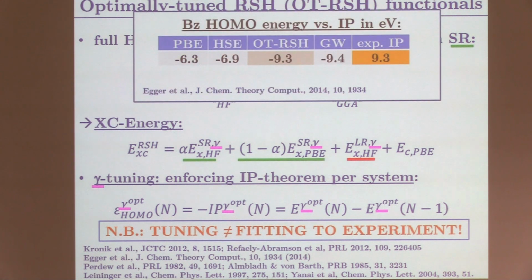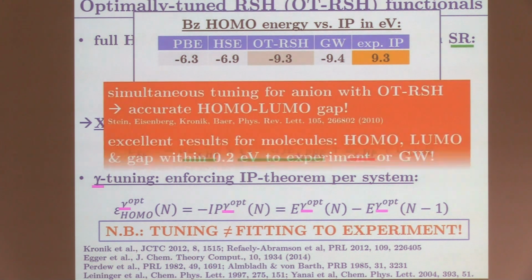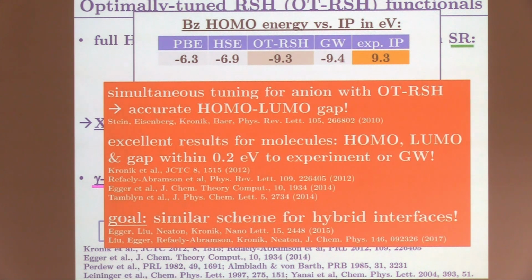Once we do that, for example, for benzene, we find that the HOMO energy versus experimental ionization potential became much, much better. It went from being off by 3 electron volts to being very close to the experiment or GW calculations. And this has been developed in the past years, especially by my postdoctoral supervisor, Leeor Kronik at the Weizmann Institute, to show that you can also do similar schemes for HOMO-LUMO gaps, to find excellent results for molecules.